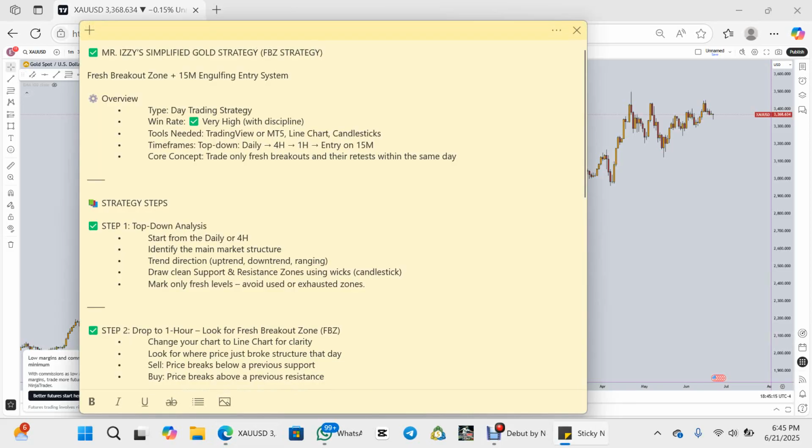Step 1 says fresh breakout zone, 15 minutes. Okay, Mr. Izzy simple day trading strategy. Win rate very high with discipline. So discipline is very key with this strategy. You need TradingView, MT5, and all of that. Let's dive into the strategy, looking at the steps.